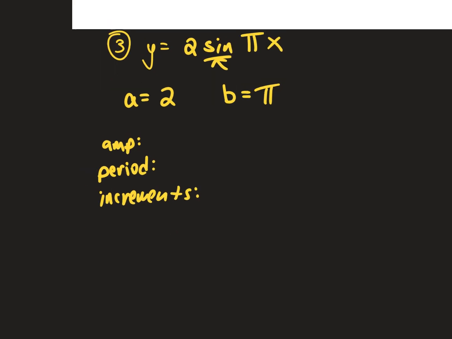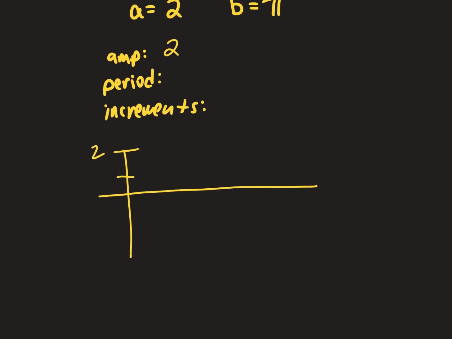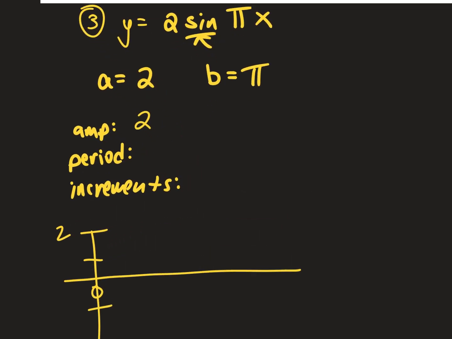First of all, what is my amplitude? 2. Perfect. So the highest the graph goes is positive 2, right? The lowest the graph goes is negative 2. Start at 0. To find the time period, you take 2 pi and divide it by your b value. So 2 pi divided by pi gives me what? 2. Okay, so in this case, your time period is 2.